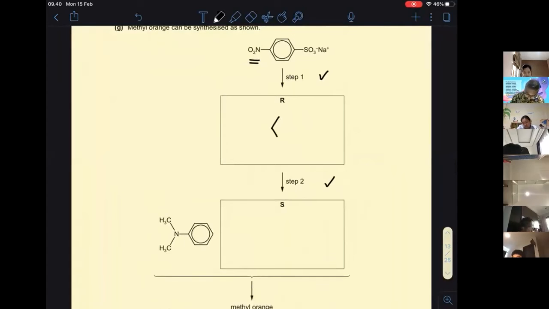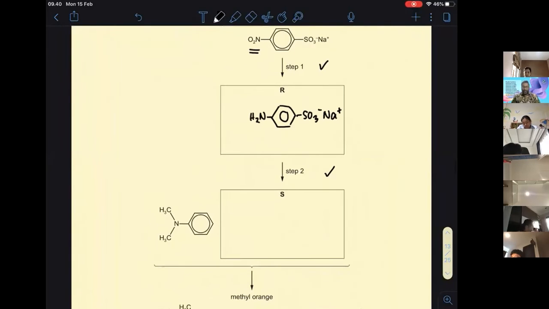So I will draw SO3 minus Na plus, and this one you change into NH2. Once you have that, we need to change the amine into something that is able to form the diazotization over here. So there is another step, which is that you react it with NaNO2 plus concentrated HCl. I hope you remember this. You are going to form this benzene diazonium salt.